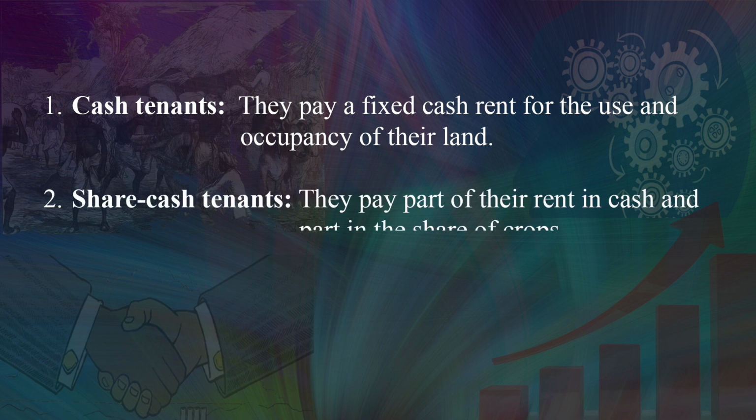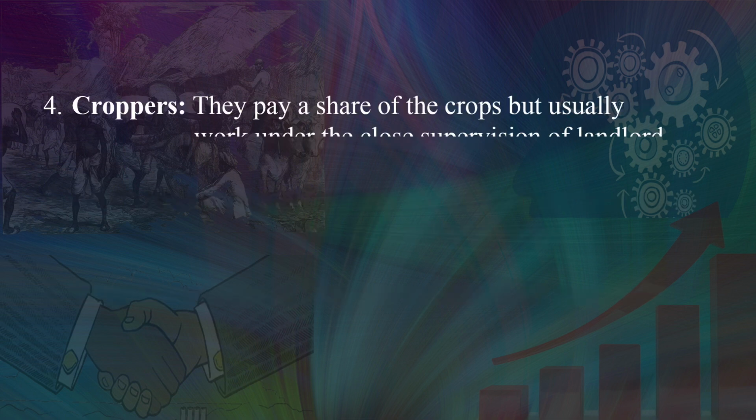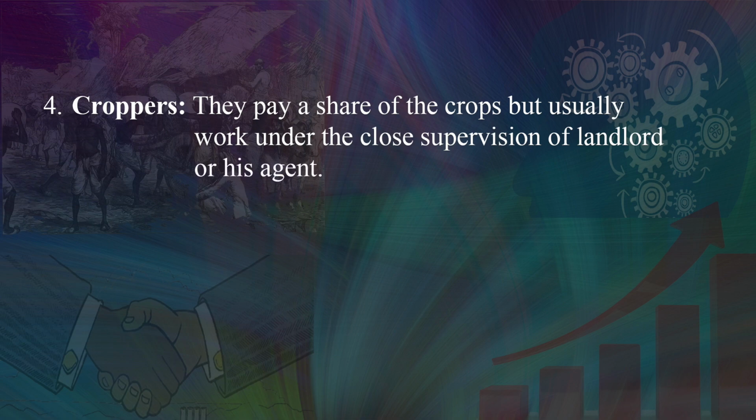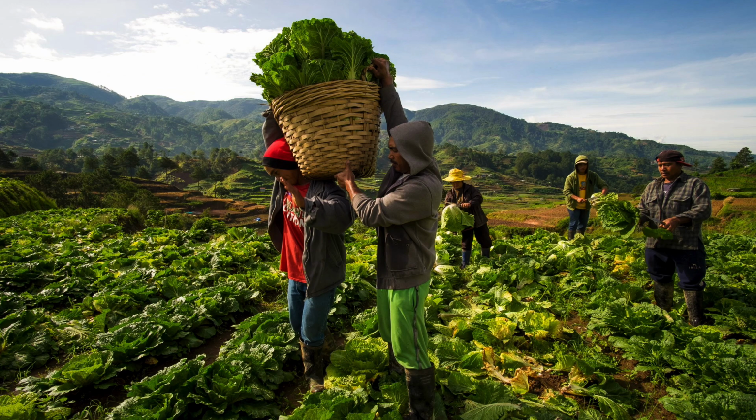Next one is share cash tenants. They pay part of their rent in cash and part in the share of crops. Third, crop share tenants. They pay a share of the crops only. The next one, croppers. They pay a share of the crops but usually work under the close supervision of landlord or his agent. Other and unspecified tenants.